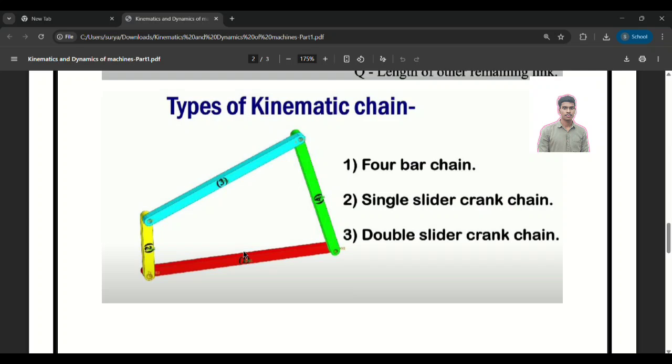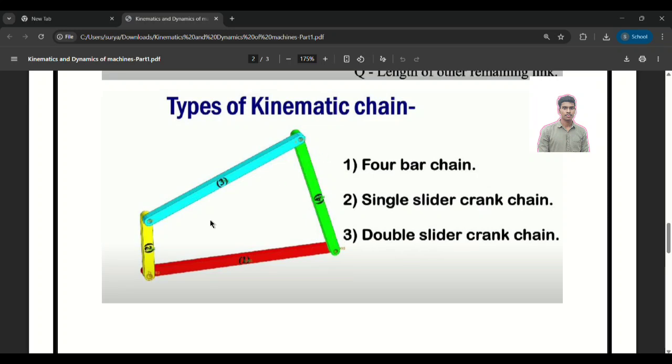If we fix this one, this will make a full rotation. So this yellow color you can see makes a full rotation, and this green color makes oscillation. The link that makes a full rotation is the crank, and the link that makes oscillation is the rocker. If you fix this one and rotate it, this yellow color will rotate fully 360 degrees, whereas this green color rotates with oscillatory motion. Whatever rotates fully is a crank, and whatever rotates with oscillatory motion is a rocker.